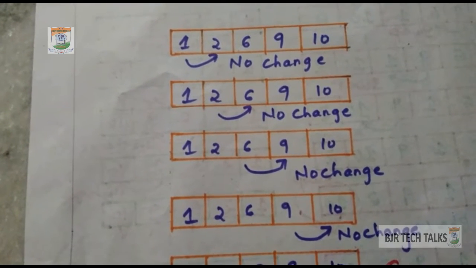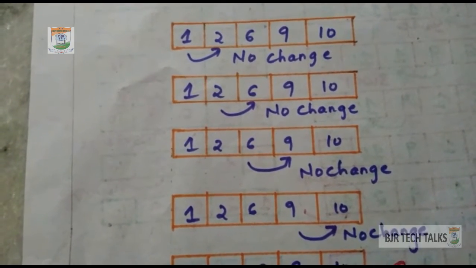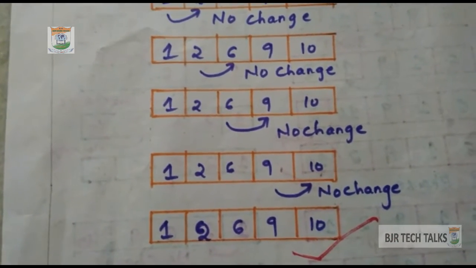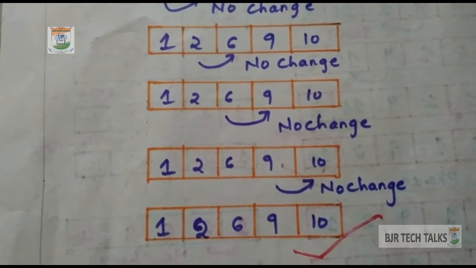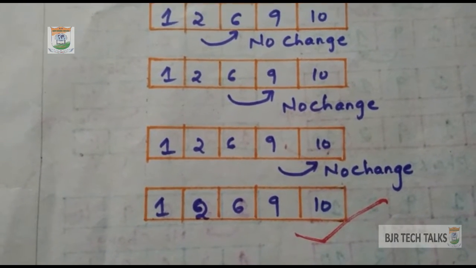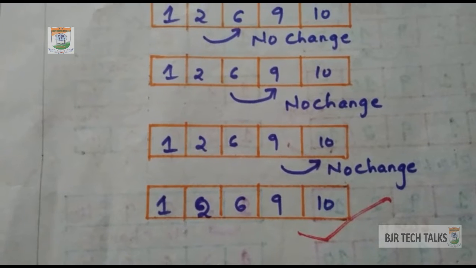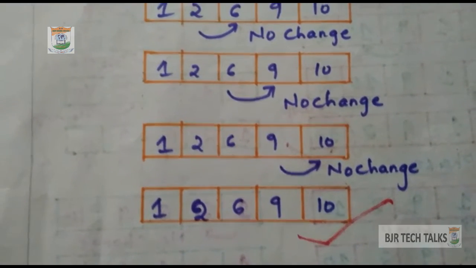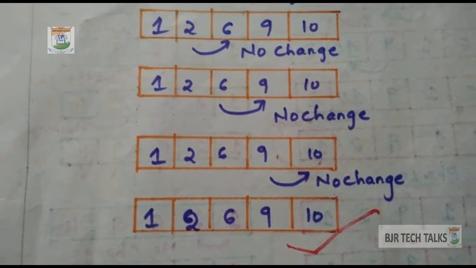This is the fifth phase, where all the elements are arranged. When comparing 1 to 2, no change, because 1 is less than 2, and 2 is less than 6, 6 is less than 9, 9 is less than 10. So here you can see the last one that has been bubble sorted, and all the given elements are arranged according to their correct position. This is called bubble sort.